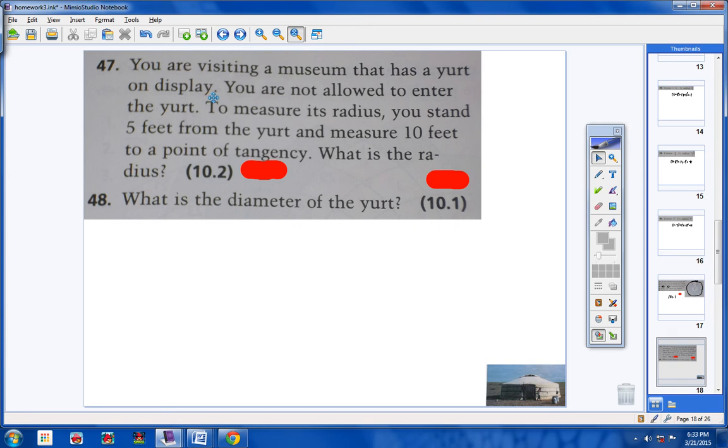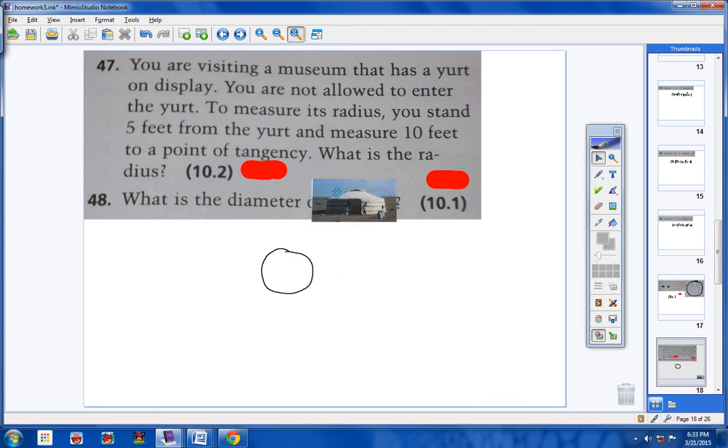You're visiting a museum that has a yurt on display. You're not allowed to enter the yurt, but you'd like to know what the radius is. So because you are a math genius, you stand 5 feet from the yurt and measure 10 feet to a point of tangency. So here is a bird's eye view of the yurt. And there's a picture in your book, by the way, guys. You can look at this.